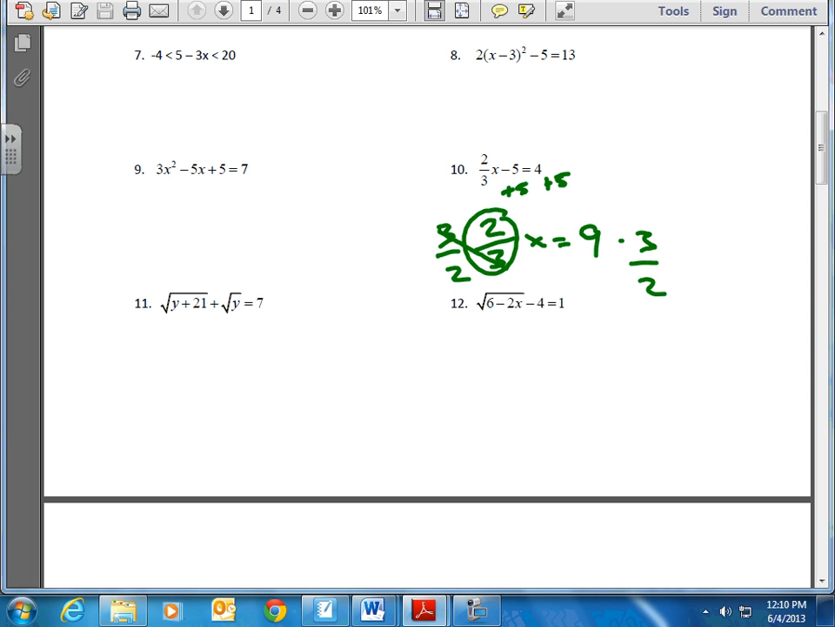Left-hand side, everything cancels like we want, and I get x. Right-hand side, when you multiply fractions, you multiply the top and you multiply the bottom. Cross simplify first if you can, but we can't, and so we're done. Answer x equals 27 over 2. Don't let fractions confuse you. The steps are the same, you just have fractions to deal with, but nothing's different.